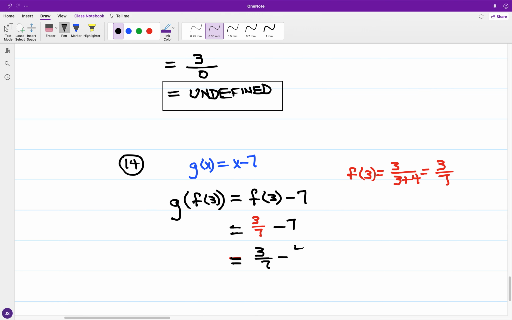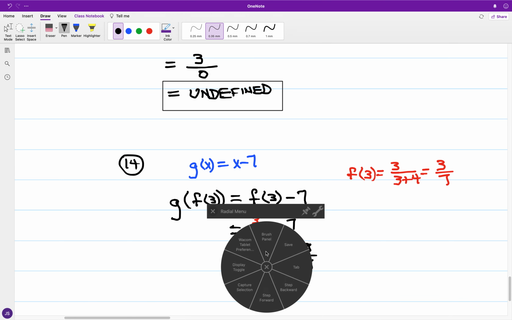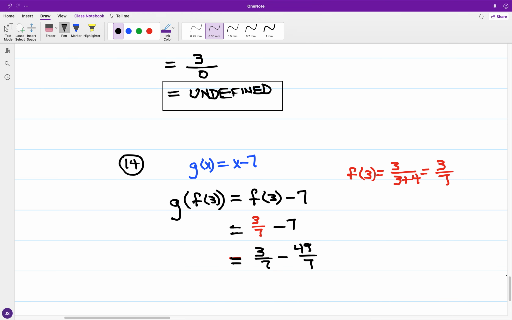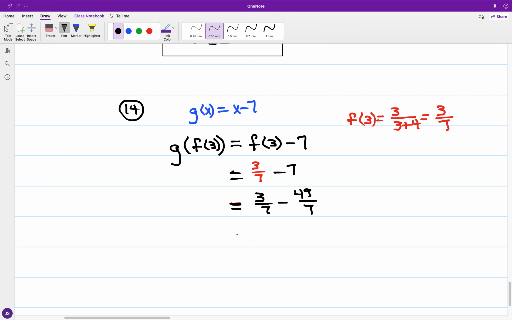Now for 7 as a fraction, 7 over 1 would be the same as 49 over 7. So you have 3/7 minus 49/7. For that particular output, this will be negative 46/7.